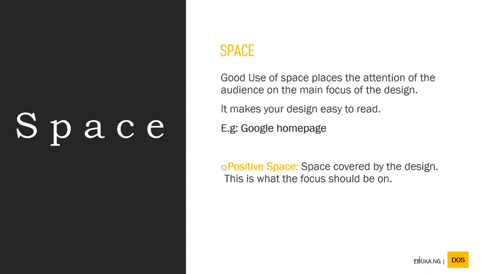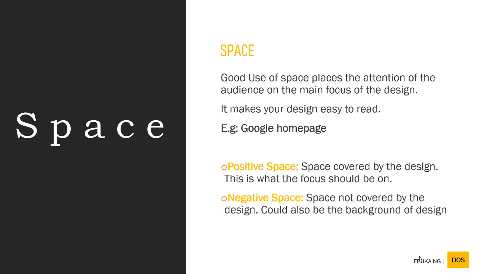So there are two types of space. You have the positive space and the negative space, right? The positive space is the space covered by the design, while the negative space is the space not covered by the design. Now when looking at this over here, you can say this is the positive space, where the text is written. Everything around it you can call negative space, because it is not covered by the design.